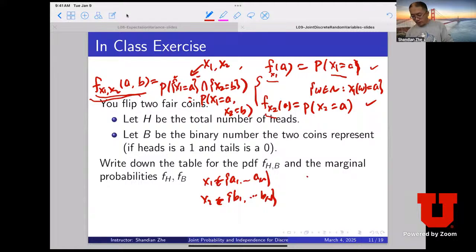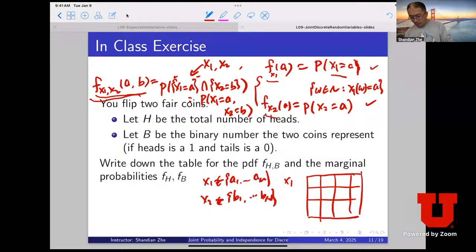So you can imagine when we look at this function, we can actually draw a table. Maybe the rows represent x1 and the columns represent x2, and each row represents every value x1 can take, and each column represents each value x2 can take. The entry, say 0.1 here, just represents the value of the joint PDF. Any question?